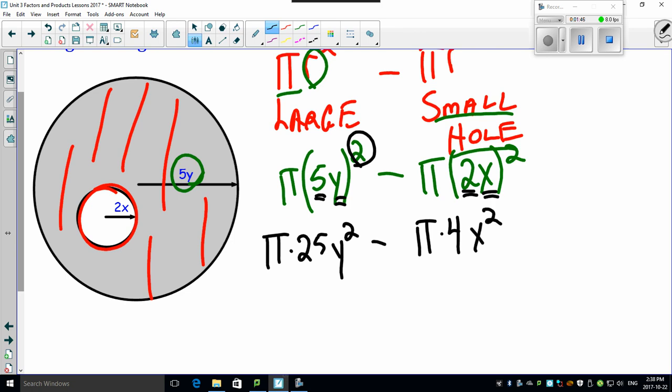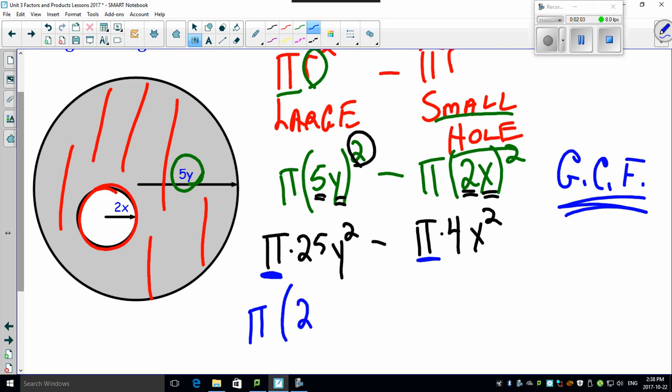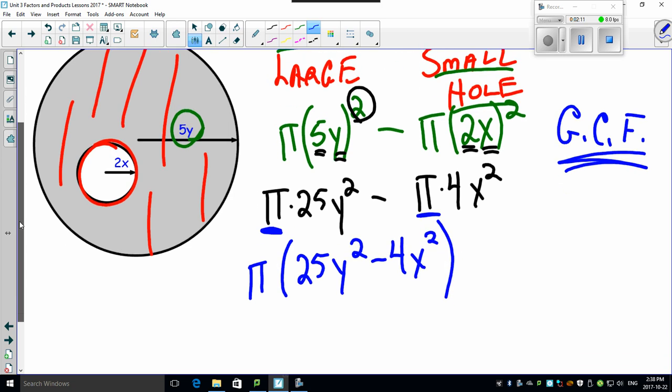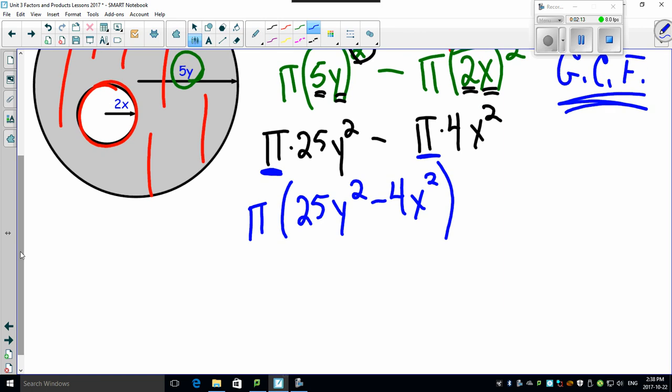Now, this looks awful, but if you remember what I told you to look for every single time in almost every podcast, I told you to look for the GCF. If you GCF this, you can take out a pi. Aha! Leaving you with 25y squared minus 4x squared, and oh my goodness, it's now a difference of squares. Look how beautiful this question works out to be.